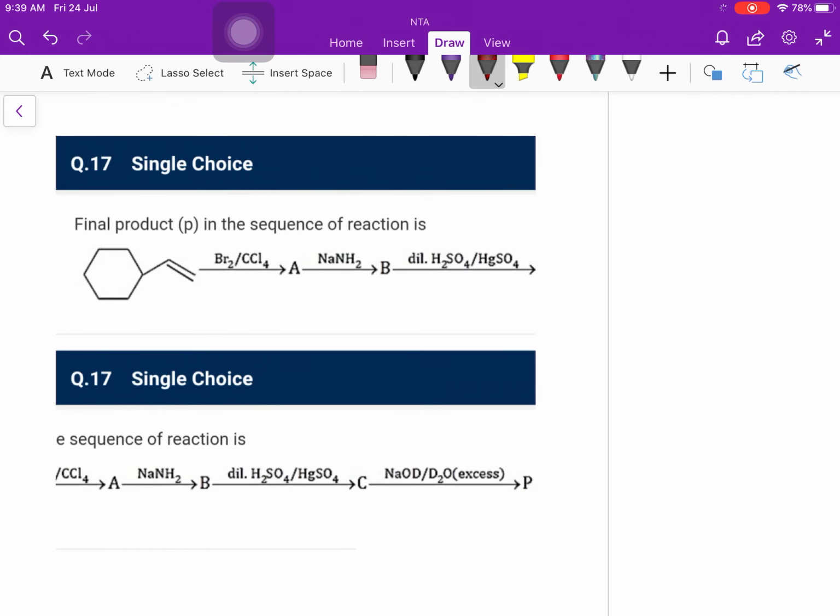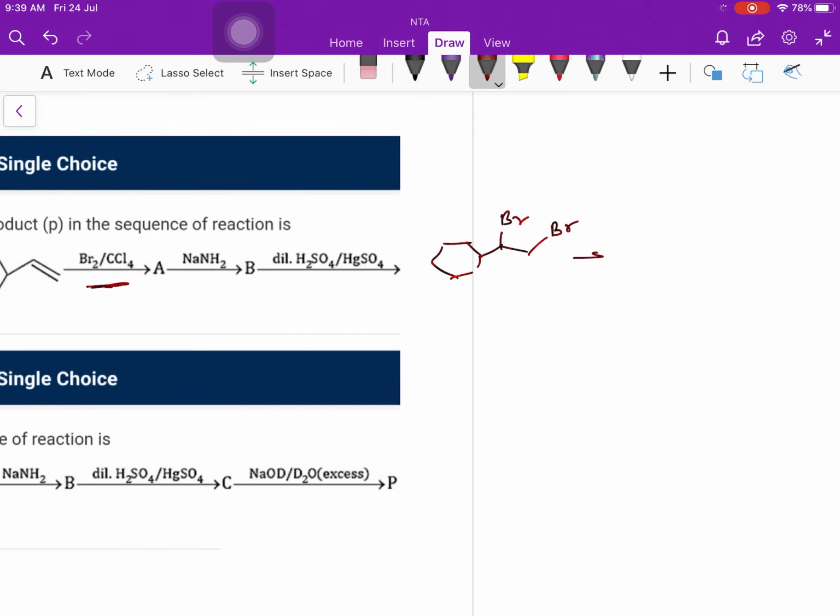Final product in the sequence of the reaction. So the reaction, first of all, is Br2/CCl4. Treating it with Br2/CCl4, we get Br and Br at both positions, the anti-addition of Br2. Then if we treat it with NaNH2, it will get converted to an alkyne with negative charge. Then with H2O, dilute H2SO4 and HgSO4.